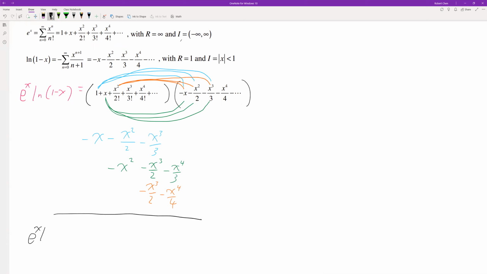So e to the x times ln of 1 minus x will be equal to negative x for the x to the first power, and for x to the second power we have minus 1/2 and minus 1, so minus 3 over 2 x squared. And then for the third power, minus 1/3 minus 1/2 minus 1/2, that's minus 1 negative 3, so negative 4 over 3 x to the third power, and then of course the rest of them. Since the question only asks us for the first 3 terms, here we go.